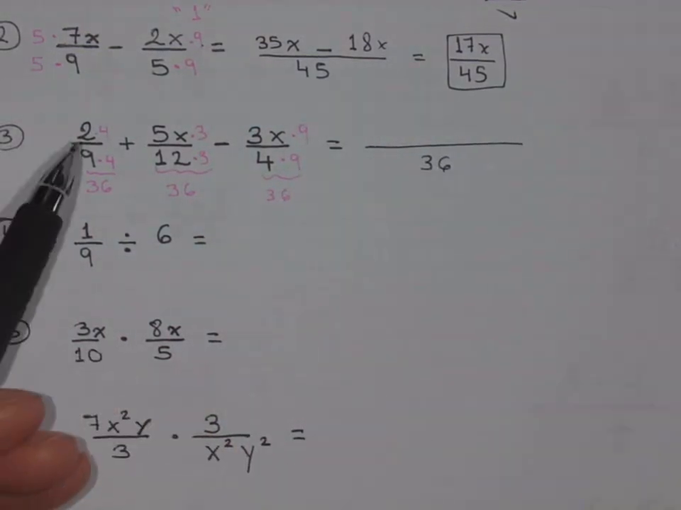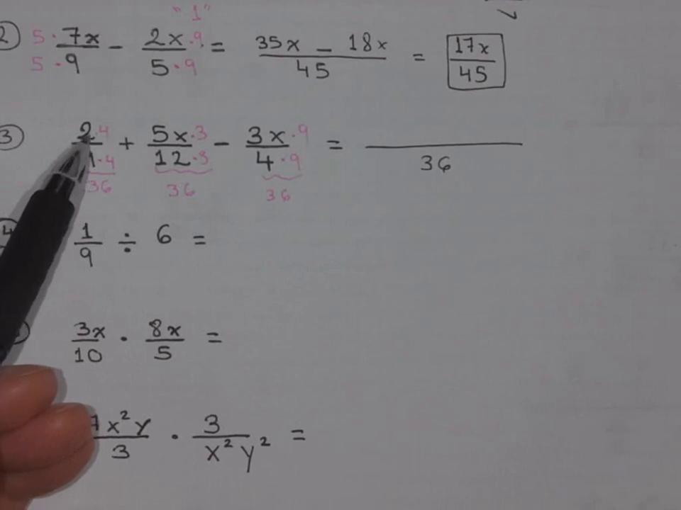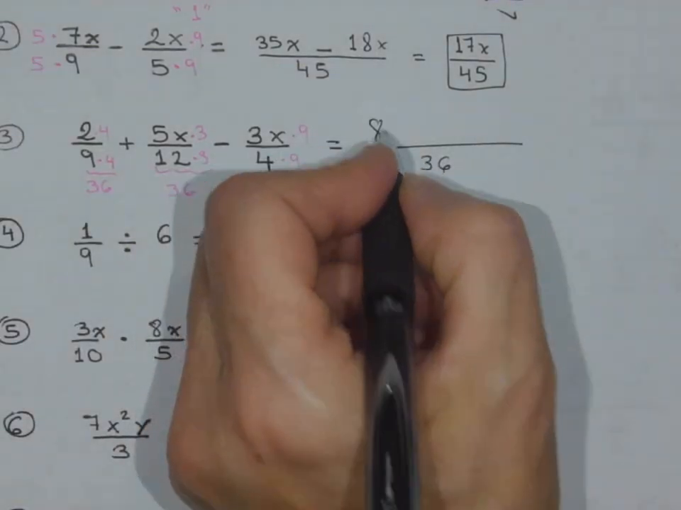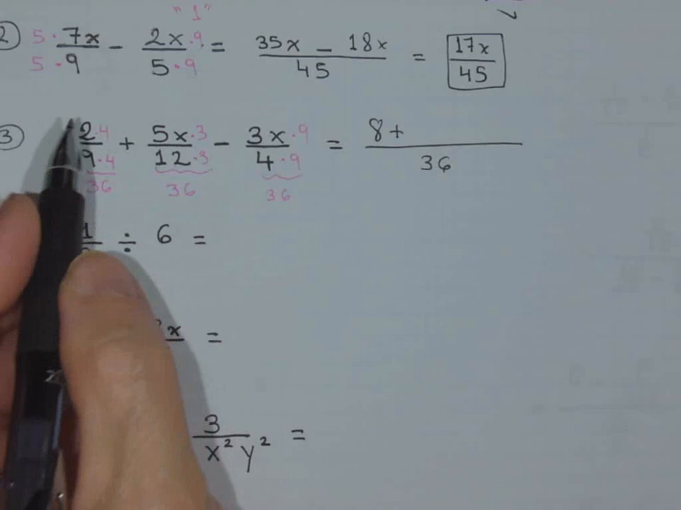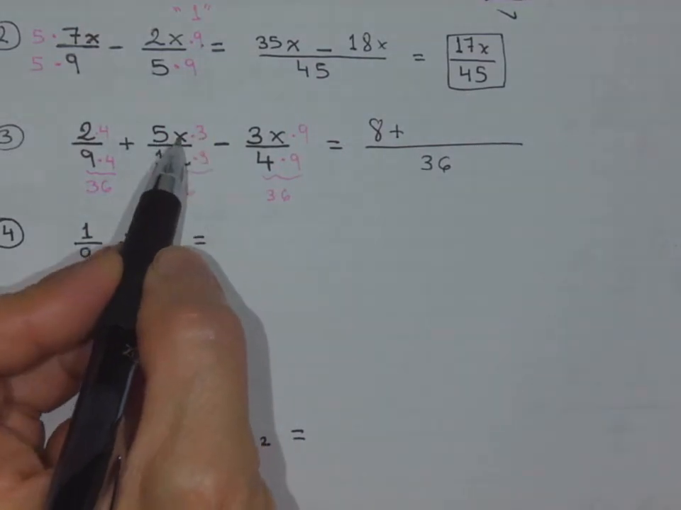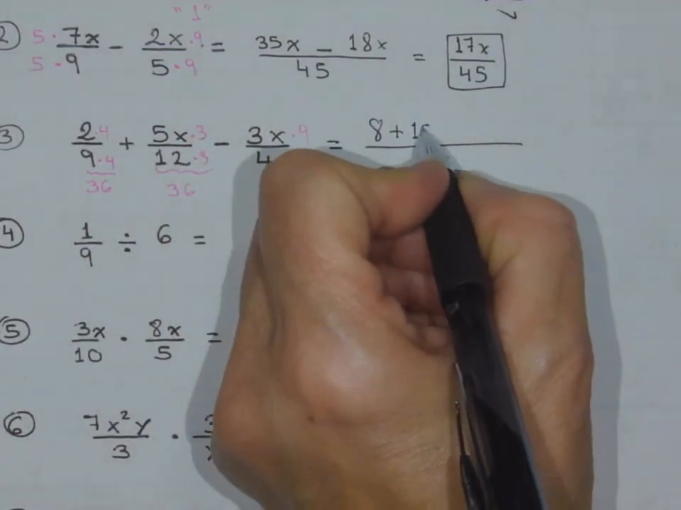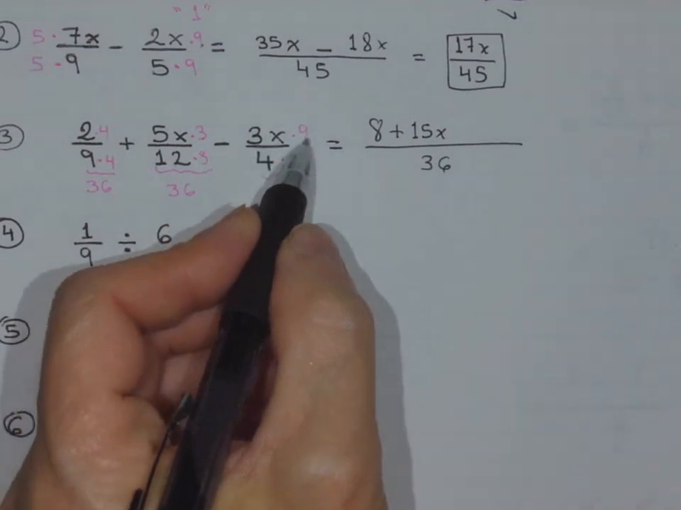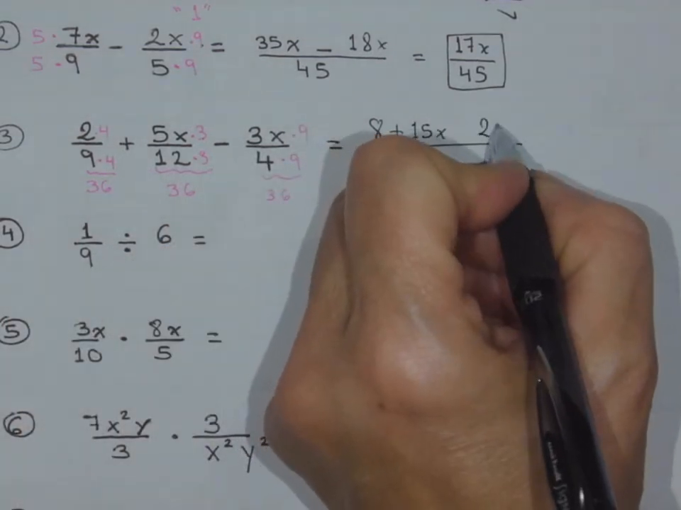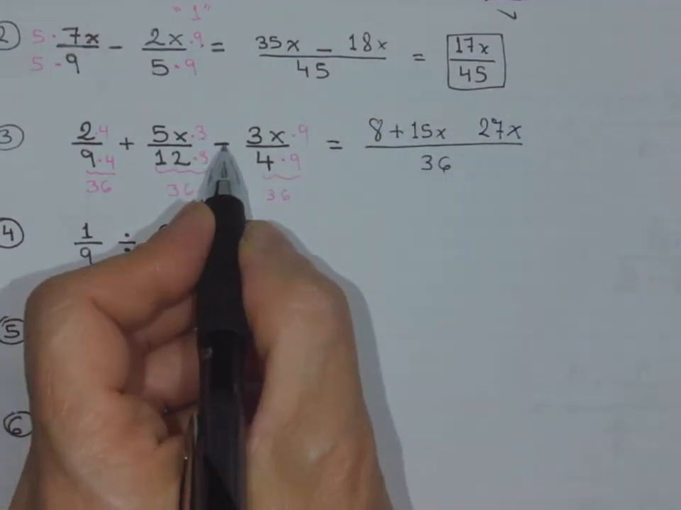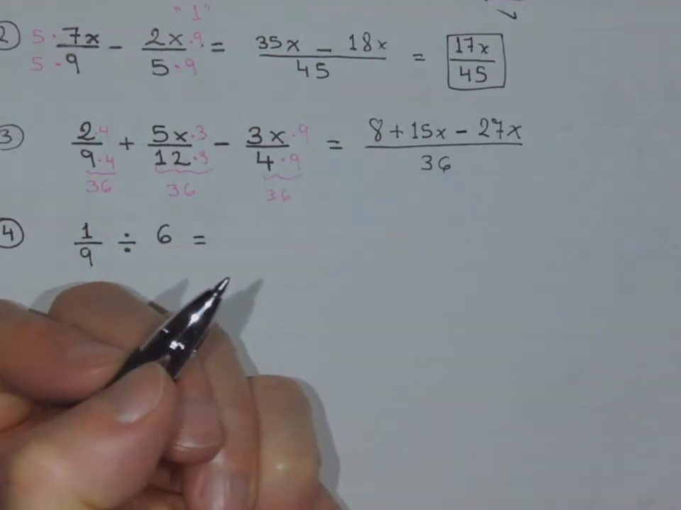Alright, now let's look at the numerators. We multiplied by 4 here, so 2 times 4 is 8. And then we add a plus, addition. 5 times 3 is 15, and then don't forget your x, so 15x. And then 3 times 9 is 27, and don't forget your x. But that was a subtraction, so we need to put a minus there.